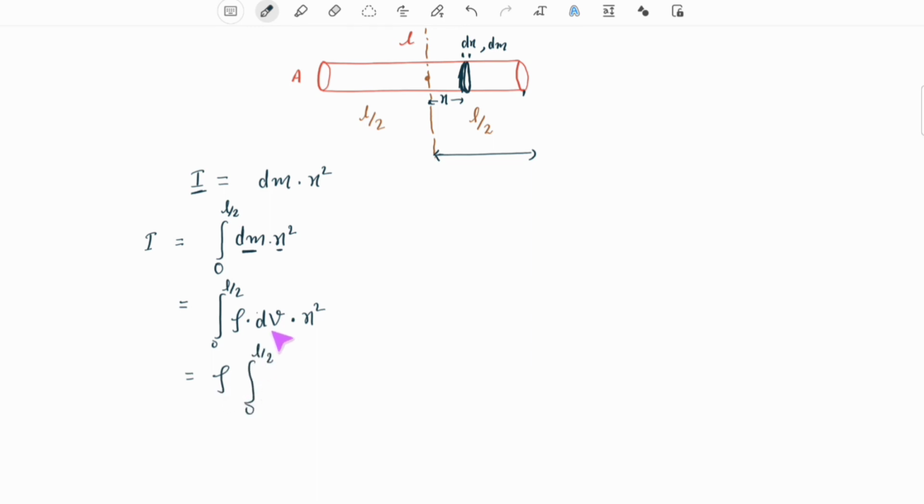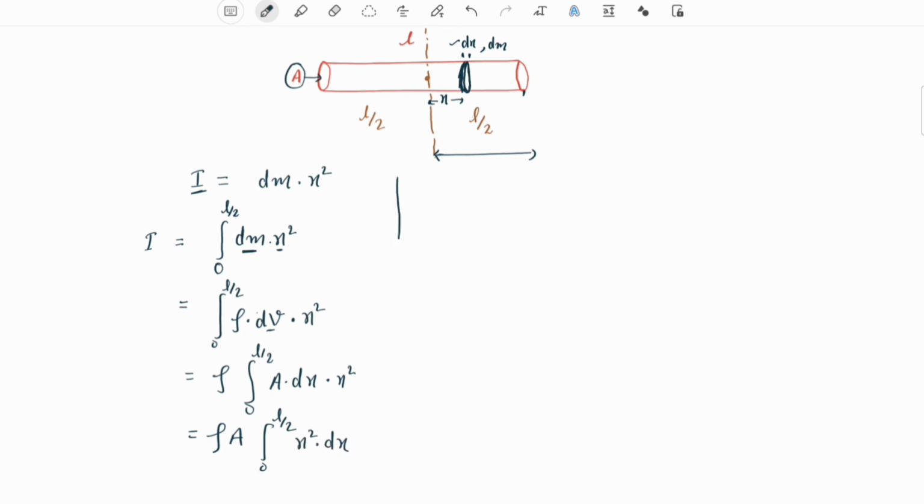Volume, very small volume. How much would be the volume of this disc? It would be area into thickness, area of cross section. So area of cross section of this disc is A, and its thickness is dx. So this gives the volume into x square. Again, area of cross section of the entire object or cylinder is same. So rho multiplied by A, 0 to L by 2, x square into dx. We can simply integrate it.